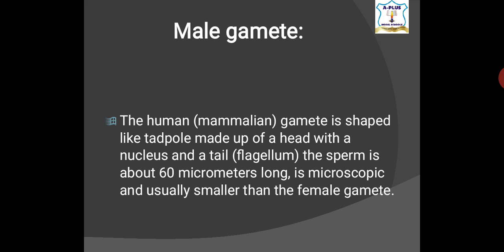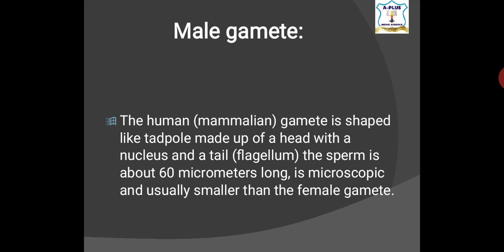The human mammalian gamete is shaped like a tadpole, made up of a head with a nucleus and a tail, which is the flagellum. The sperm is about 60 micrometers long. It's microscopic and usually smaller than the female gamete.